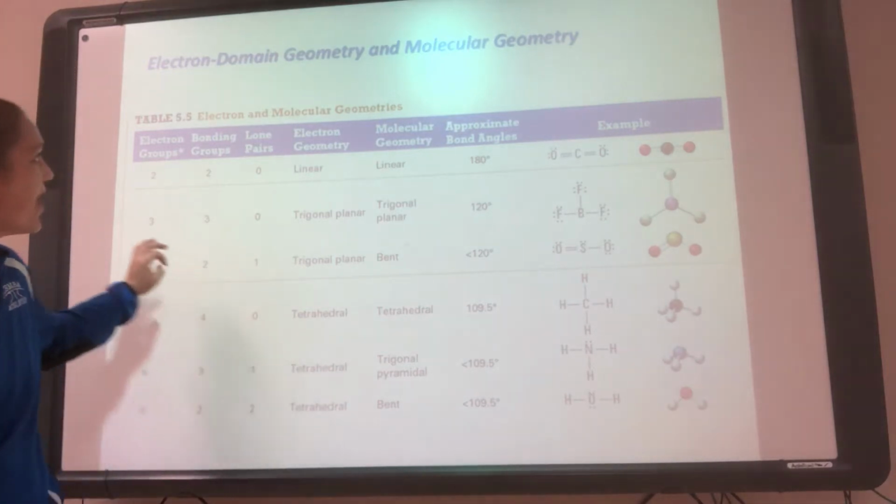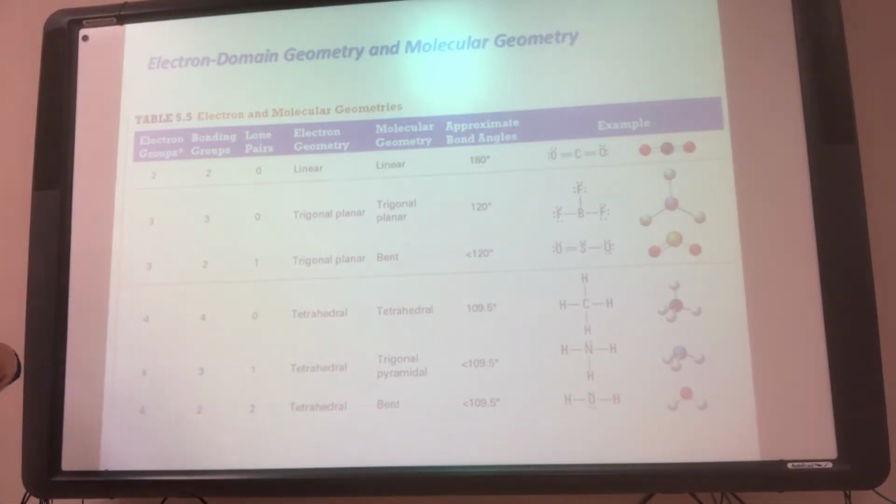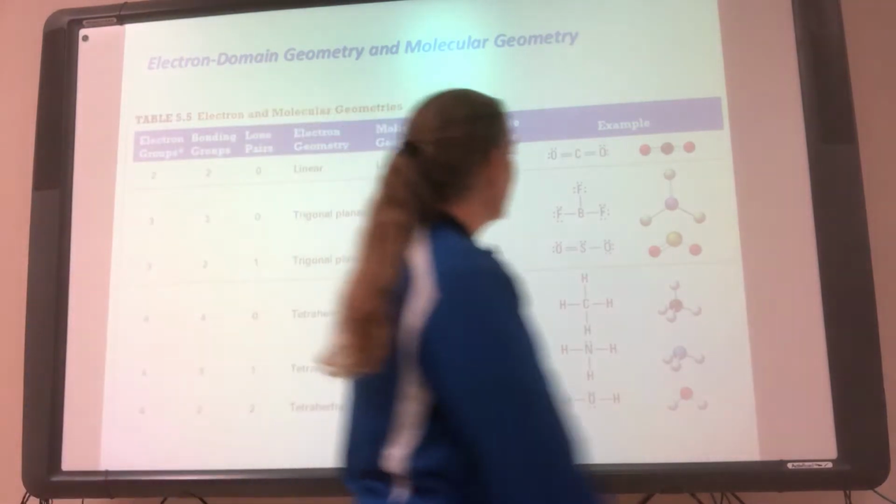So I just went back to our table so we can look at all our geometries. And I want to think about every one of them and think about, would it be polar or non-polar? Okay? So if I know what the geometry is, I can kind of predict what the polarity is going to be. So the first one is linear.